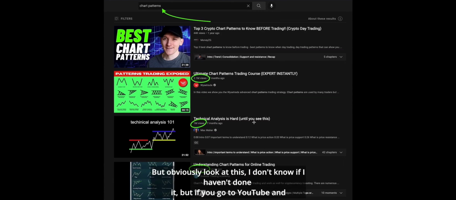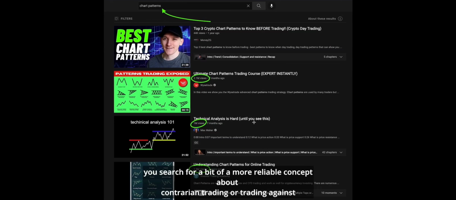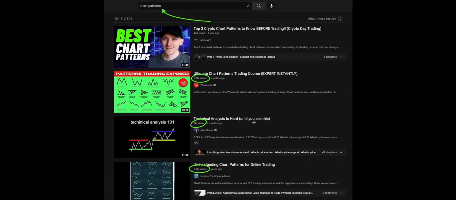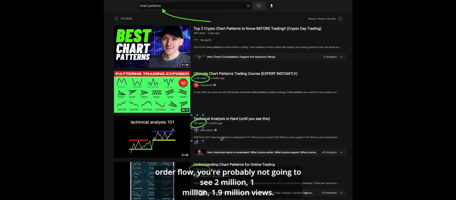But obviously, look at this. If you go to YouTube and search for a more reliable concept about contrarian trading or trading against the trend, or some more advanced concepts like open interest, cumulative volume delta, order flow, you're probably not going to see 2 million, 1 million, 1.9 million views.